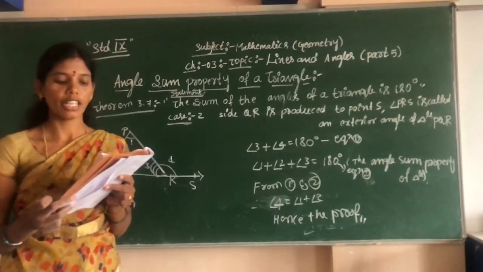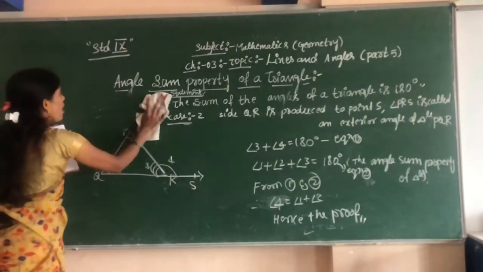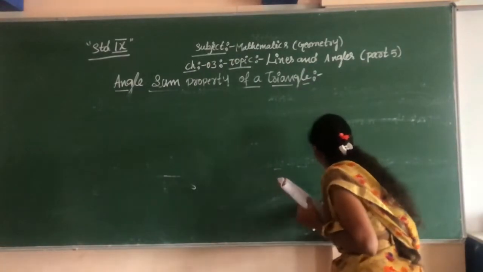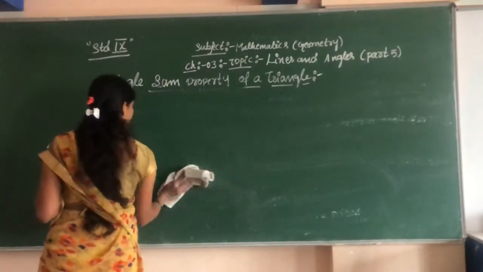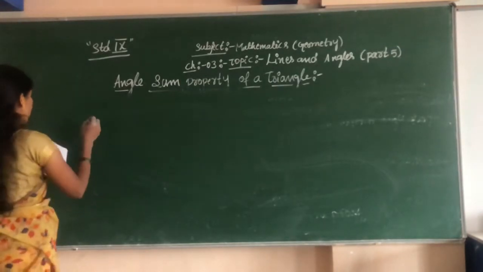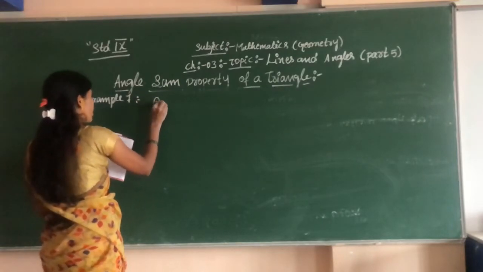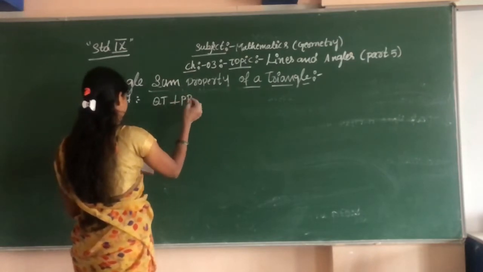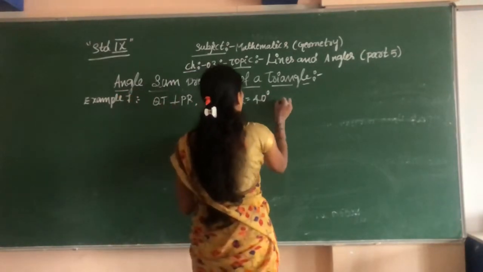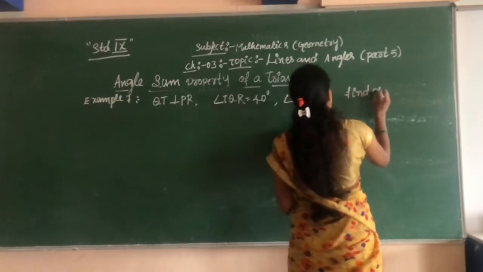Children, example 7. In figure 3.37, QT is perpendicular to PR, angle TQR is equal to 40 degrees, and angle SPR is equal to 30 degrees. Find x and y. Examples depend upon the theorem, and after the examples comes the exercise.